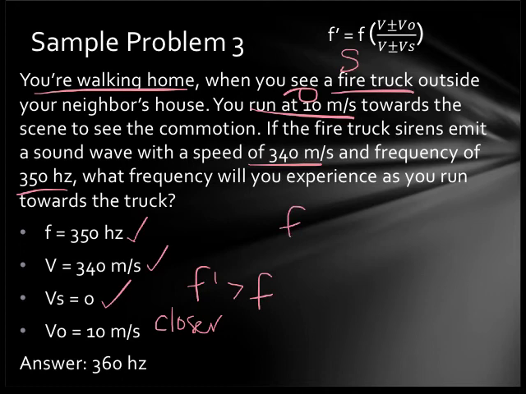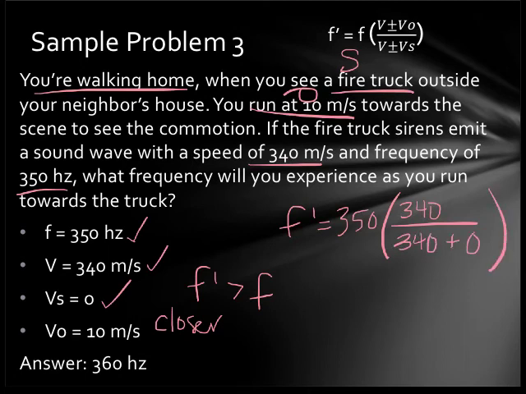So when we plug that into the equation, f prime equals 350 hertz times 340 on the top and 340 on the bottom. This time your 0 is plugged in for the Vs, and in order to ensure that the numerator stays bigger than the denominator, this time we're going to add the speed that you're running at, because that'll give you 350 over 340, which is greater than 1, and will increase the 350. If you do that, you get about 360 hertz.